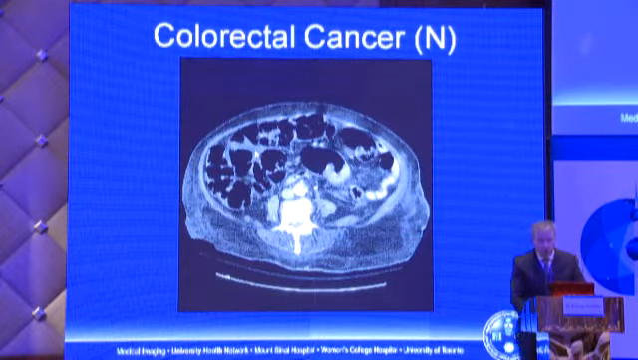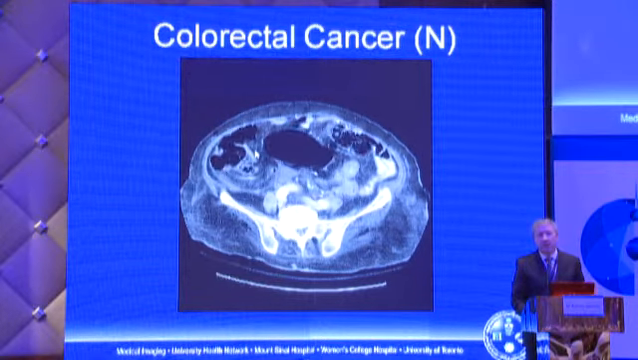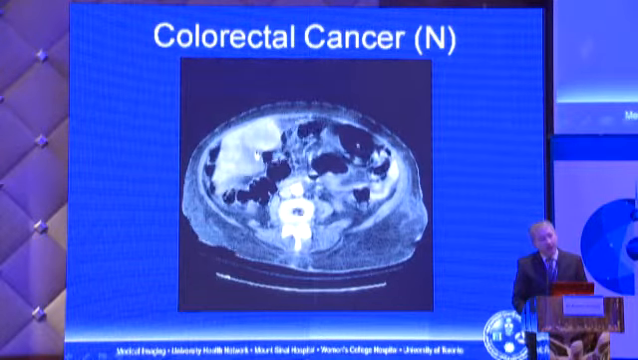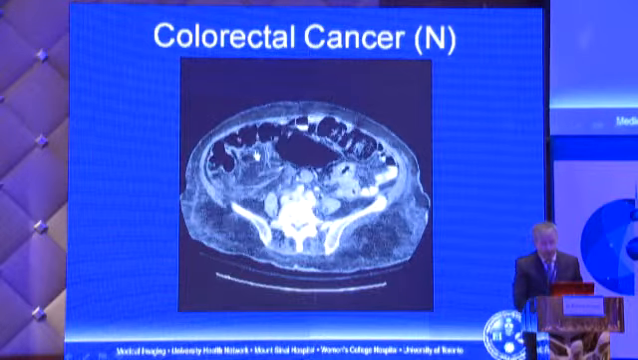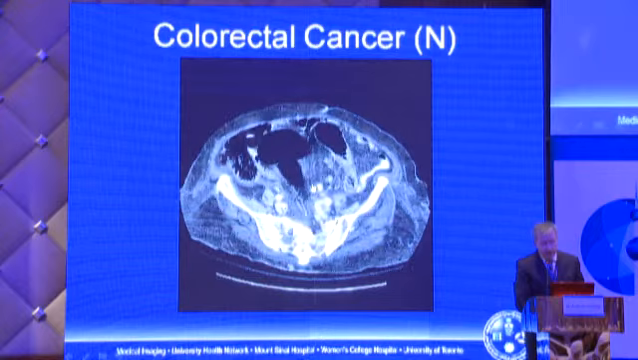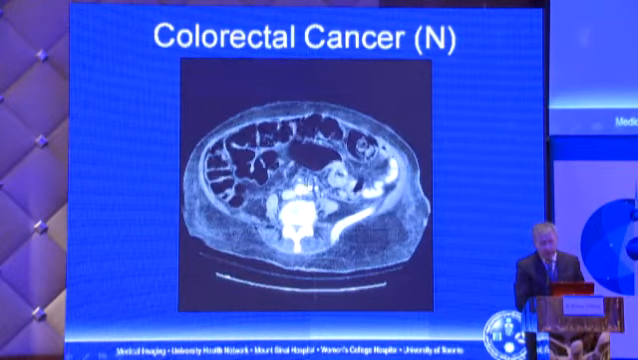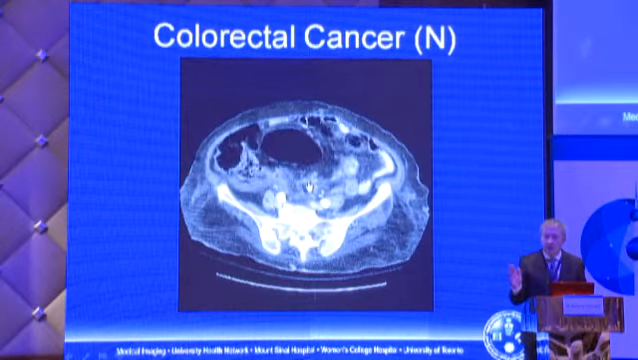When looking at nodal disease, just remember pathophysiology. So if it's a low left-sided tumor, distal descending colon, sigmoid colon, rectum, remember to follow the inferior mesenteric vessels. And here's an example of a metastatic lymph node along the inferior mesenteric vessels. It's very important to scroll and look along those vessels.